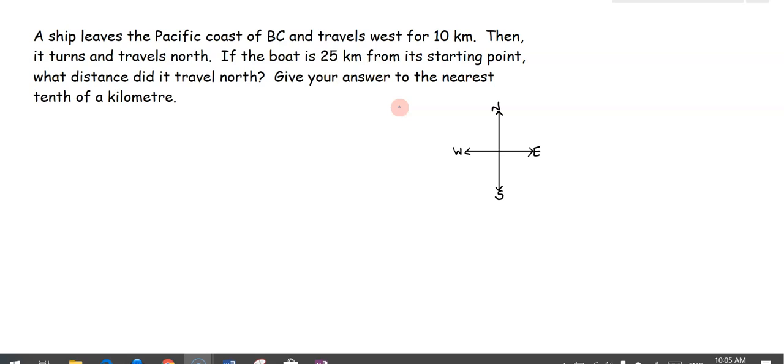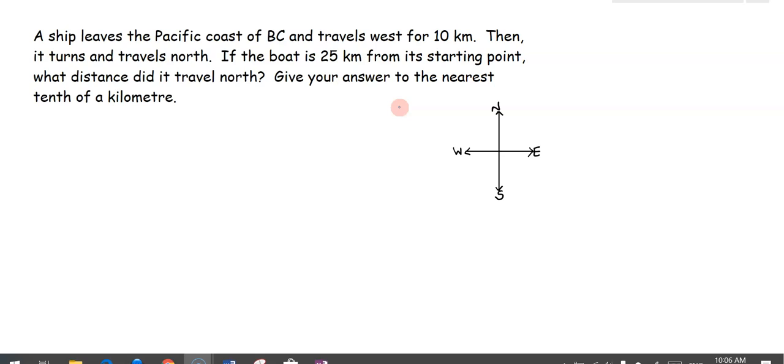A ship leaves the Pacific coast of BC and travels west for 10 kilometers. Then it turns and travels north. If the boat is 25 kilometers from its starting point, what distance did it travel north? Give your answer to the nearest tenth of a kilometer.